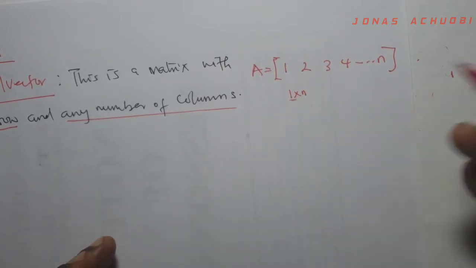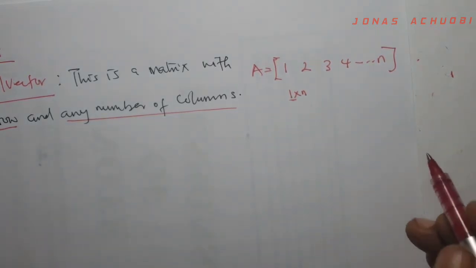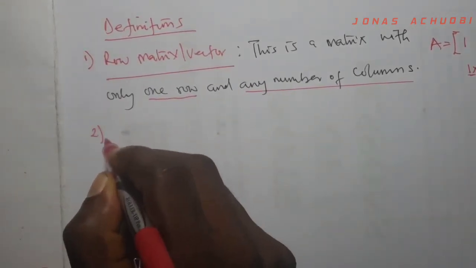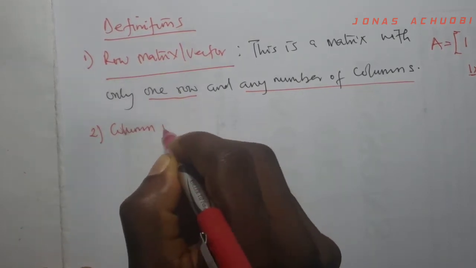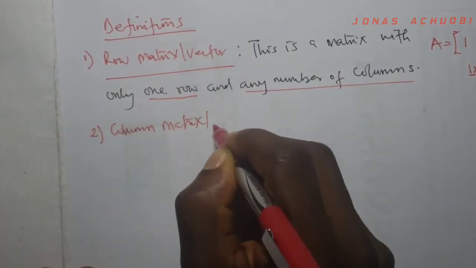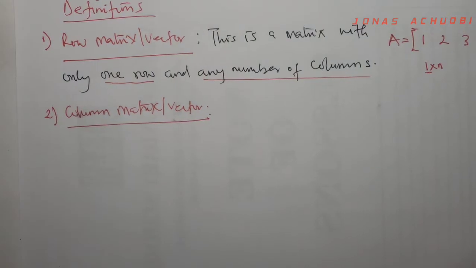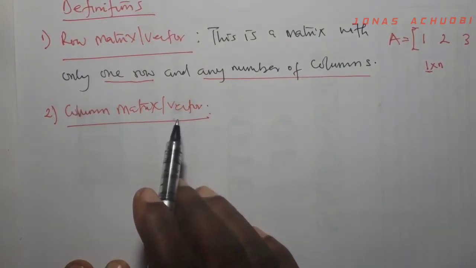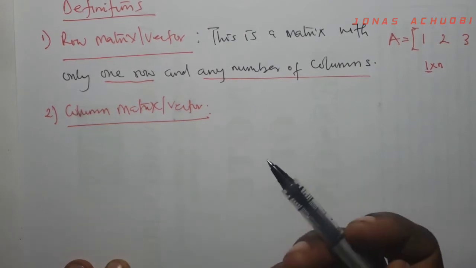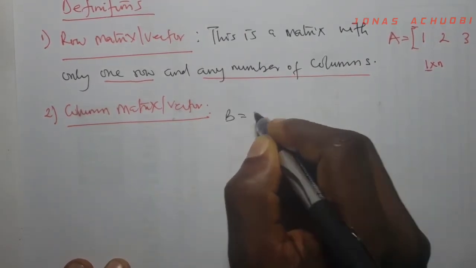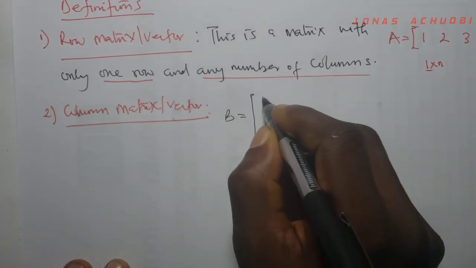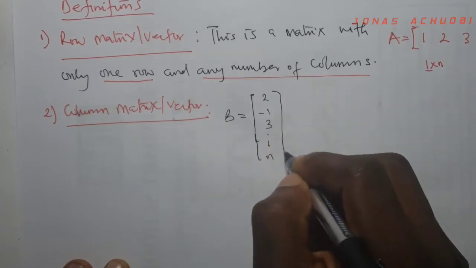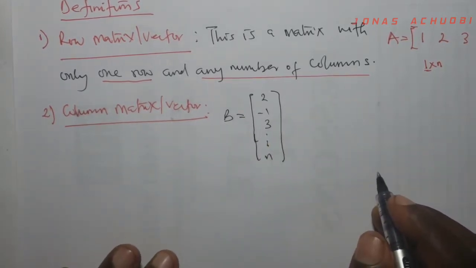If it has one row and 100 columns, it's still a row matrix. What makes it a row matrix is the fact that it has just one row. Similarly, we have what we call a column matrix or vector. A column matrix, on the other hand, is a matrix that has just one column and any number of rows. For instance, if matrix B is this, a matrix with the entries 2, -1, 3, and it goes on up to n.